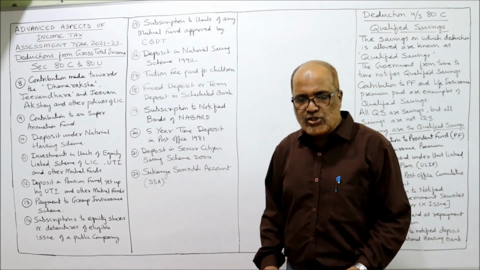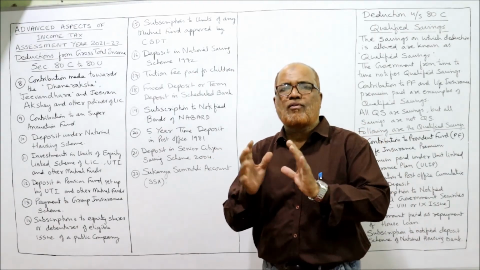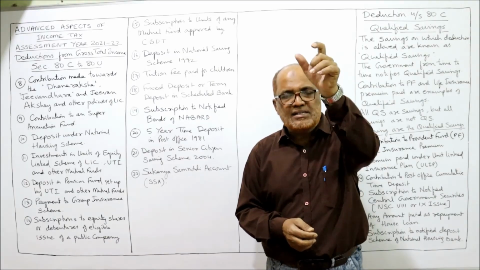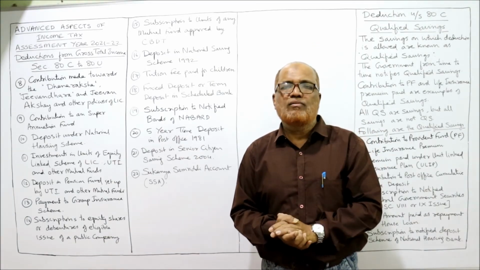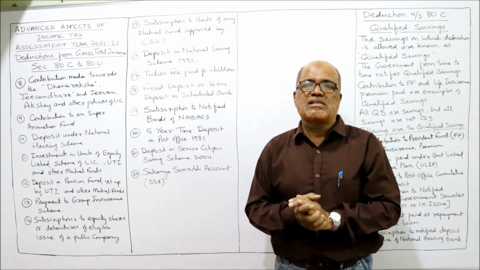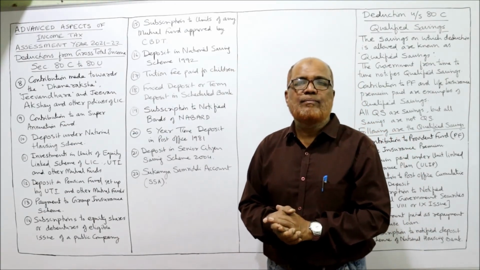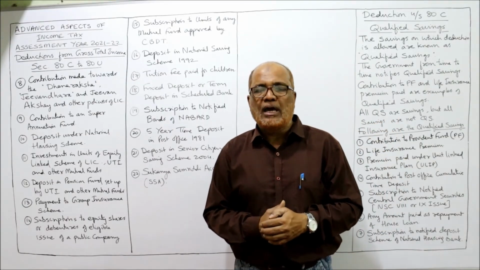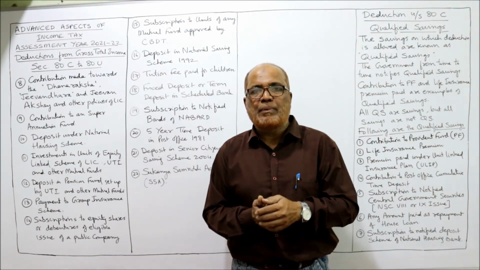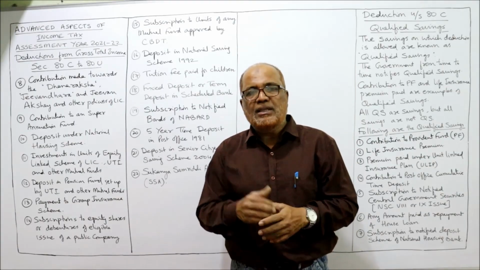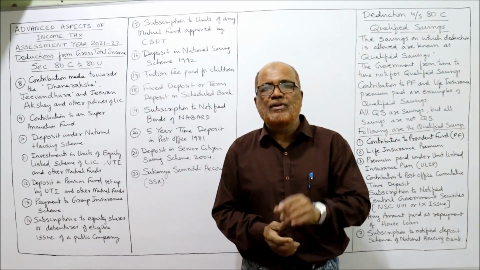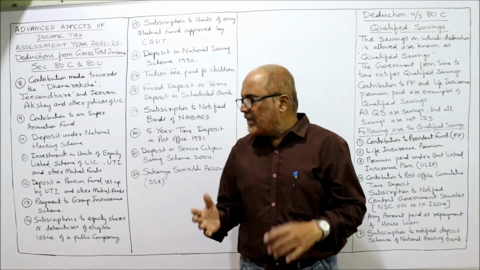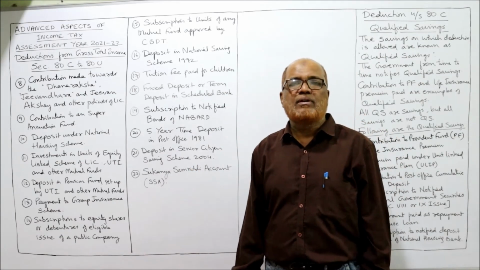So in this video I have explained the basic things. First of all, deductions from GTI, what are the different sections under which deduction will be allowed, and qualified saving. The first deduction is 80C, that is qualified saving. What are qualified savings? I have explained. Every saving will not be a qualified saving, but every qualified saving is a saving. The government will notify from time to time which savings will be called qualified savings. So 22 examples I have given.